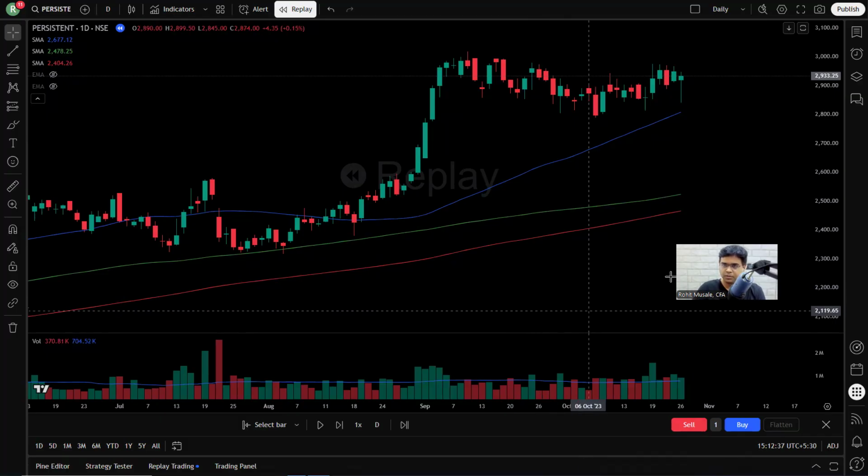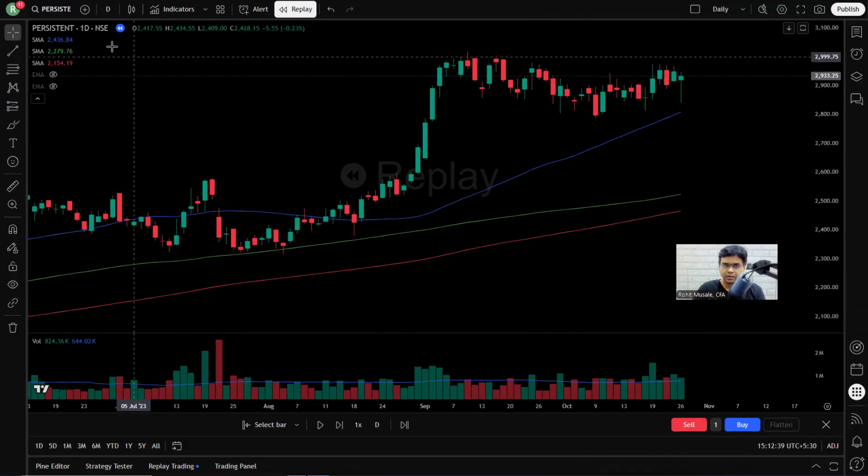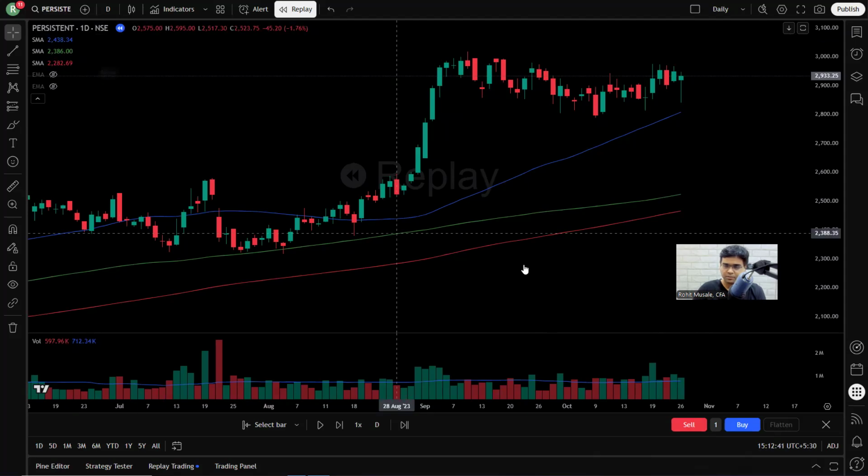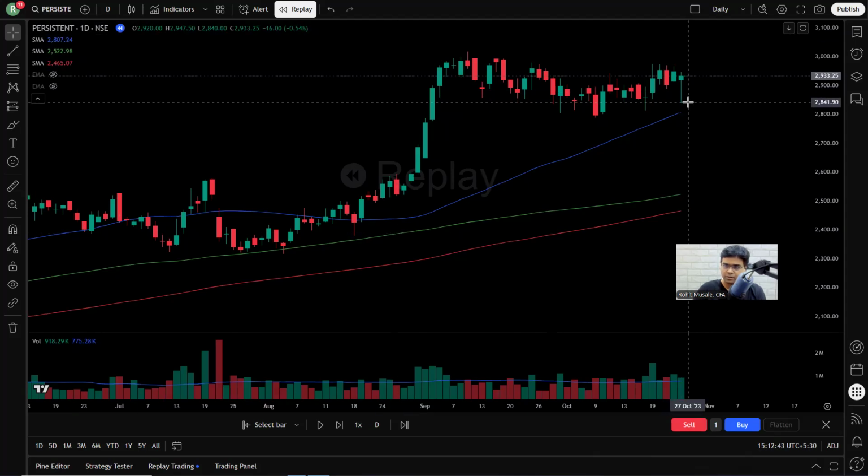So for example, have a look at this base. This is Persistent Systems. This is an old chart, so as per the SEBI regulations, we are allowed to discuss this chart. Have a look at this.